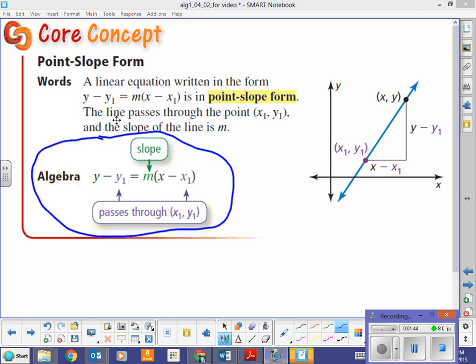The line, the graph, passes through the point x sub 1, y sub 1. So x sub 1 and y sub 1, those are the coordinates of a point on the line. And then we have slope. So we call this point, the purple part, slope, the green part. So get this into your notes, and we'll practice using this on the next problem. Pause me if you need to.